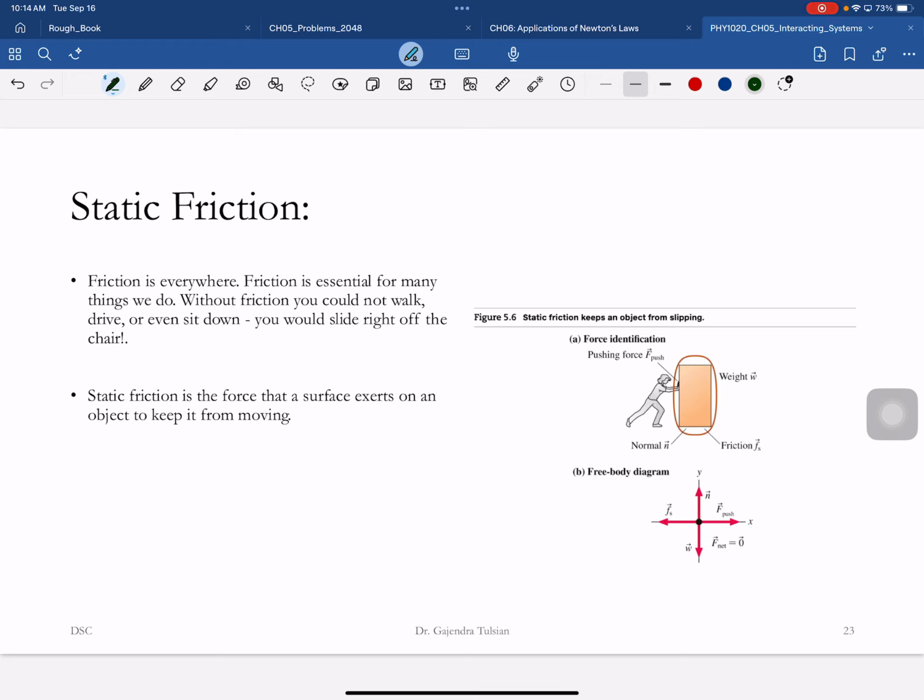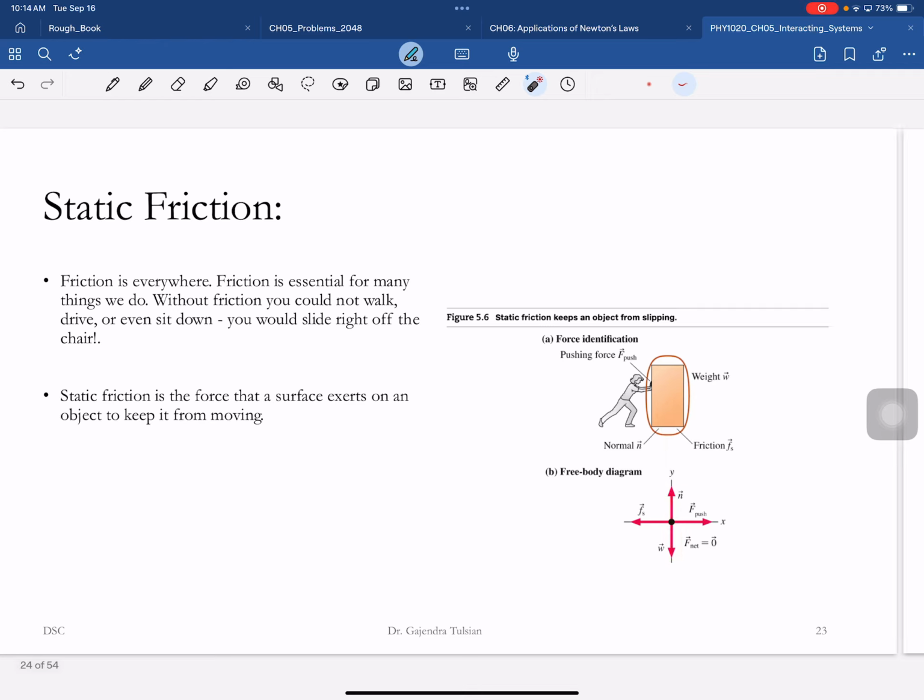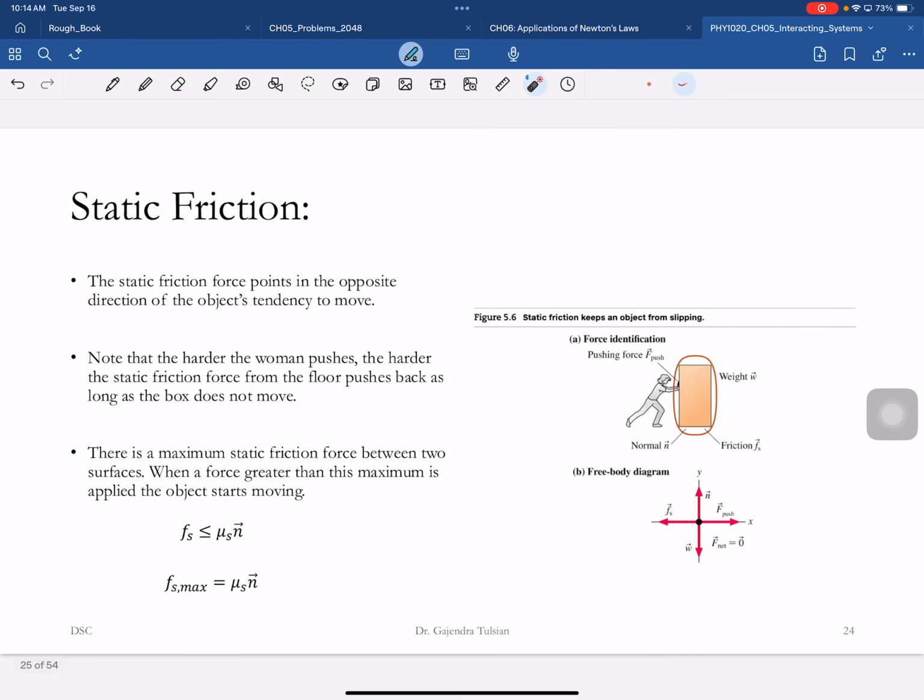So the static friction force is the force that a surface exerts on an object to keep it from moving. Okay? So when you're pushing that way, there's the force. The static friction force is preventing you from moving. And here are the other two forces, the weight of the object and the normal force. So the static friction force is less than, this is the maximum value.